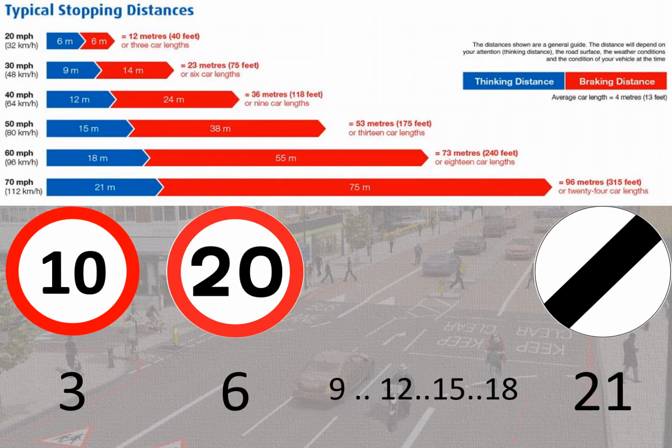The thinking distance is relatively easy, especially if you know your 3 times table. Let's imagine 10 miles an hour was on that table as well. At 10 miles an hour, your thinking distance would be 3 metres. At 20 miles an hour, your thinking distance is 6 metres. For every 10 miles an hour you increase, you add on another 3 metres. 3, 6, 9, 12, 15, 18, and at 70 miles an hour, we have a thinking distance of 21 metres.